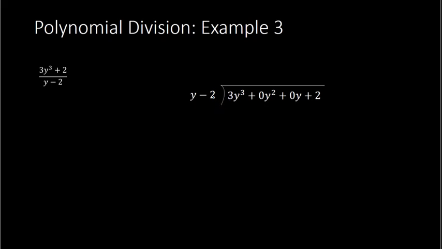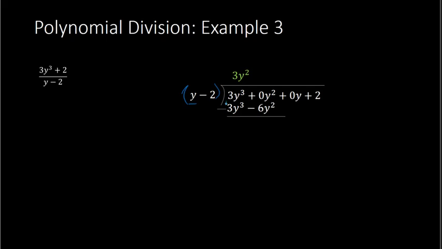So we can begin. We ask ourselves, what times y gives me 3y to the third power? And that's going to be 3y squared. 3y squared times y gives me 3y to the third power. Now your next step is to multiply 3y squared by the entire quantity of y minus 2. So we have 3y squared times y, which is 3y to the third power, and 3y squared times negative 2 is negative 6y squared.